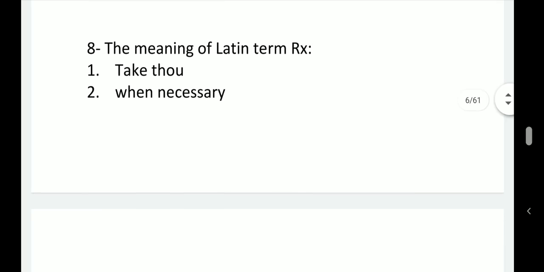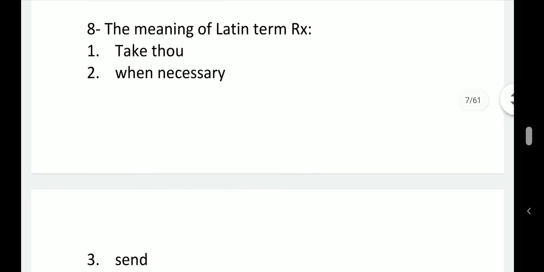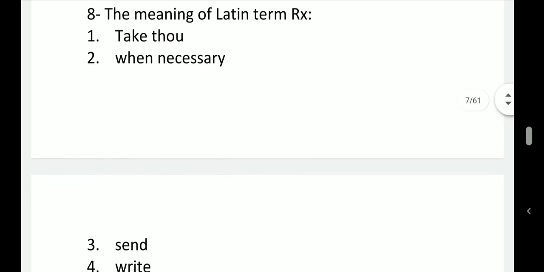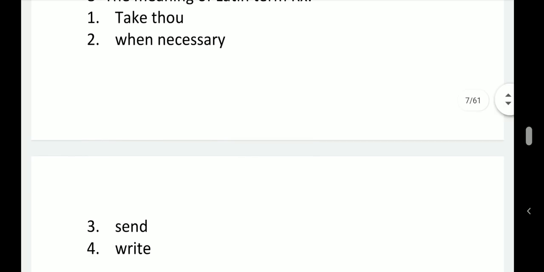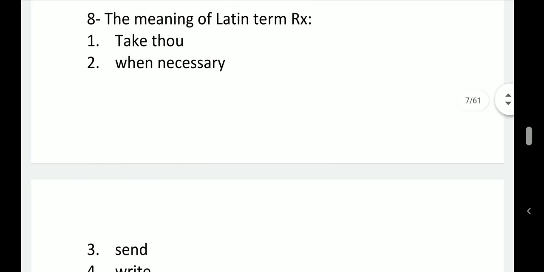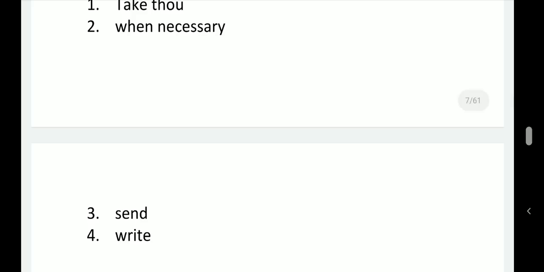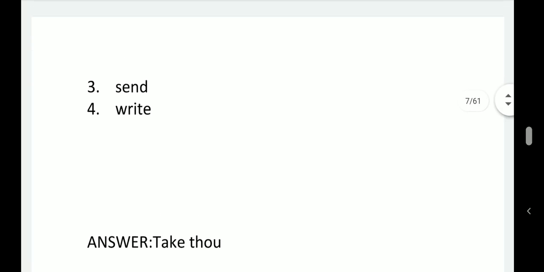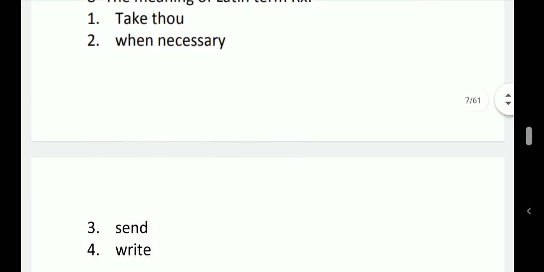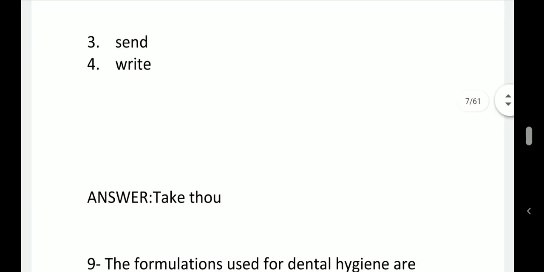Question number 8. The meaning of Latin term Rx. Option 1 take thou, option 2 when necessary, option 3 send, option 4 write. Answer is option 1, take thou.